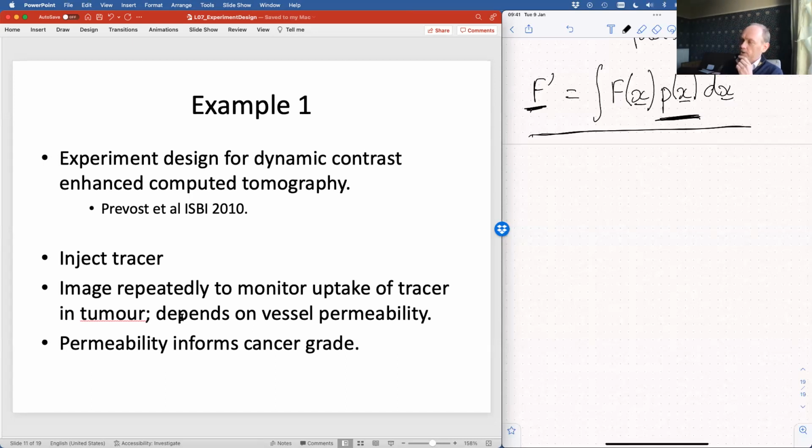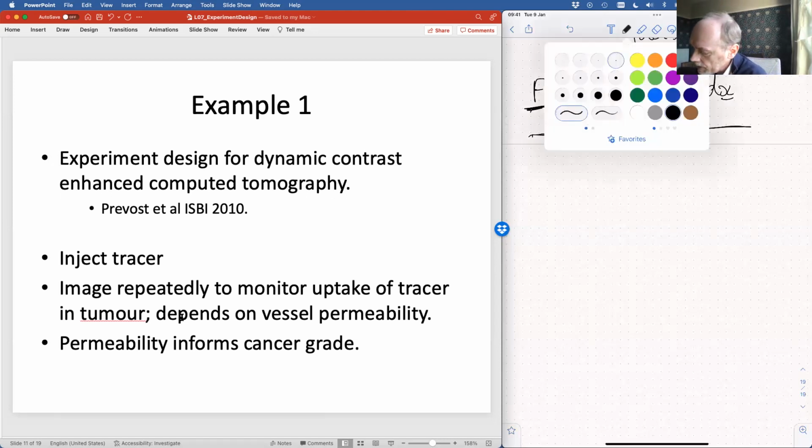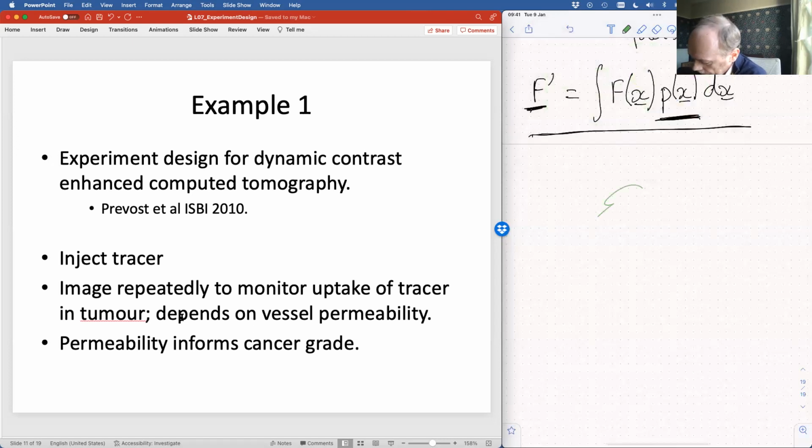And one of the key applications of that is looking at cancer tumors, because that absorption and washing out of the radio tracer tends to happen more quickly in aggressive cancer tumors than it does in more benign cancer tumors. Let's just, before we get into the details of that, let's think about why that might be. So here is a nasty looking cancer tumor.